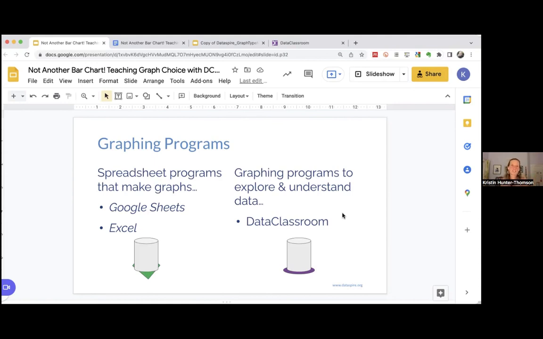Google Sheets and Excel is what I used to use, and it's what most of the teachers that I work with use. And really, that's a round peg square hole of, it's a spreadsheet program that we make graphs out of. So there's a bit of a disconnect there.